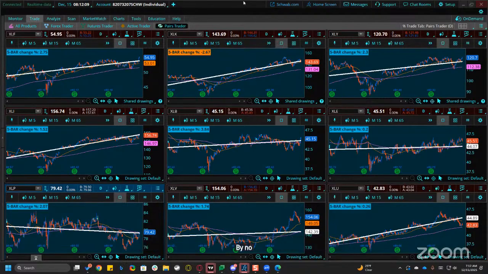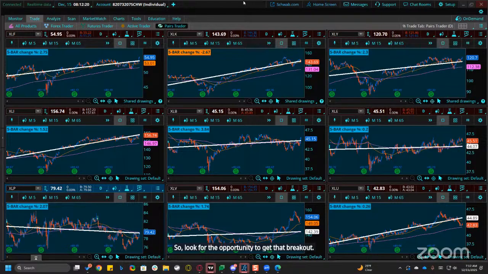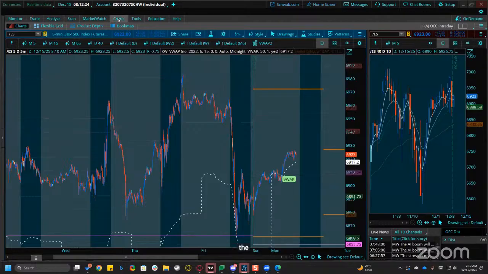By noon, we should be done with whatever data we're going to get, except for that little thing coming out of the White House today. So look for the opportunity to get that breakout, either based on the news or just on the sectors that are up and some 0-day flows.